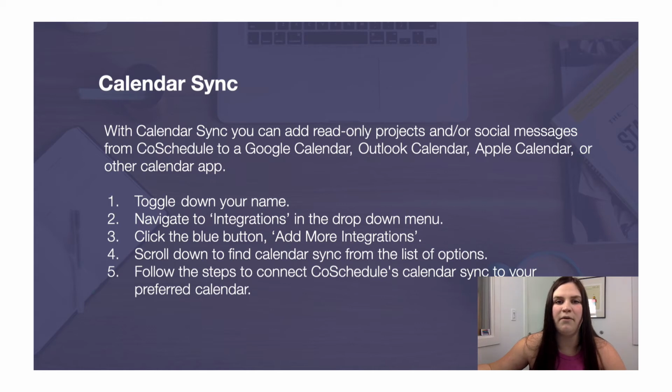So you can export all of your CoSchedule activities to a separate calendar, like a Google Calendar or Outlook calendar, for these stakeholders to stay updated in the things your team is working on. So let's move over to the CoSchedule calendar to show you how to set this up.